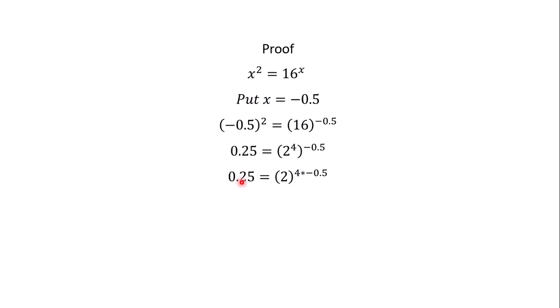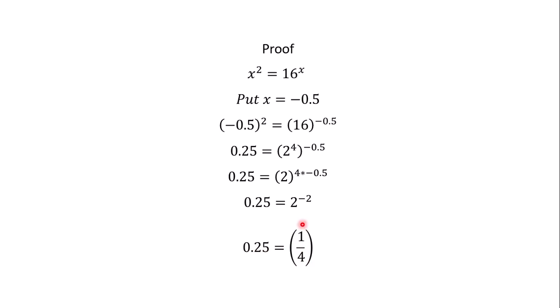So we just repeat this one again. 0.25 is equal to 2 raised to the power minus 2. Now because of the negative law of indices, this 2 raised to the power minus 2 can also be written as 1 over 4. So we repeat this one again: 0.25 is equal to 1 over 4.